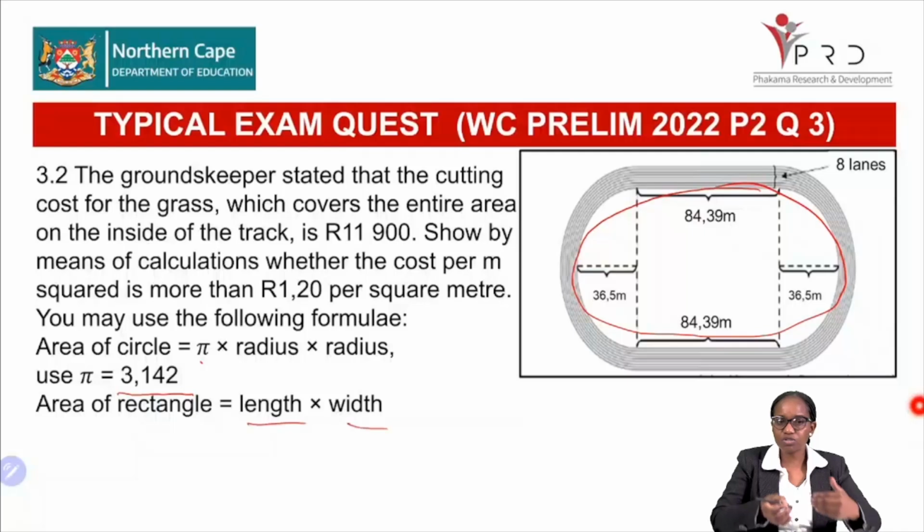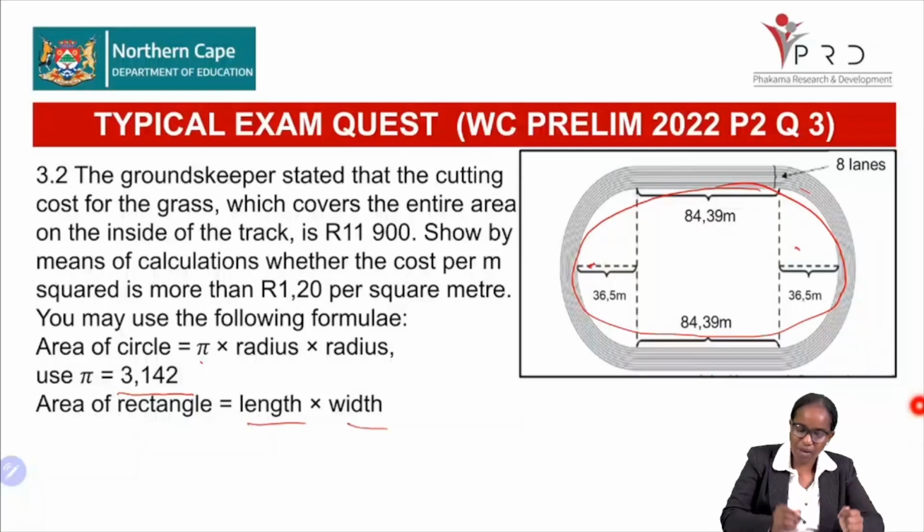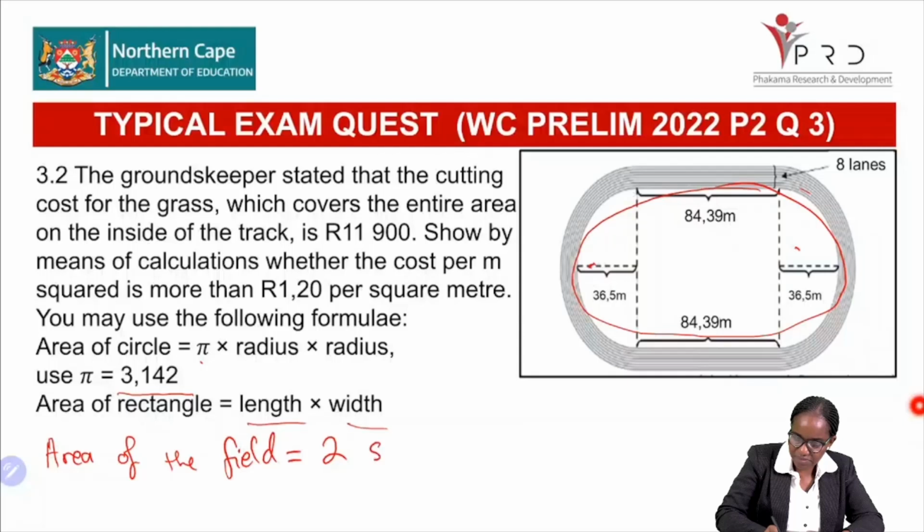So, class, what do we have to do first? We have to find the whole area of this inner field. And this inner field has got a semicircle and a semicircle and a rectangle. So what it means is our area for the field will be the area of 2 semicircles plus the area of a rectangle.